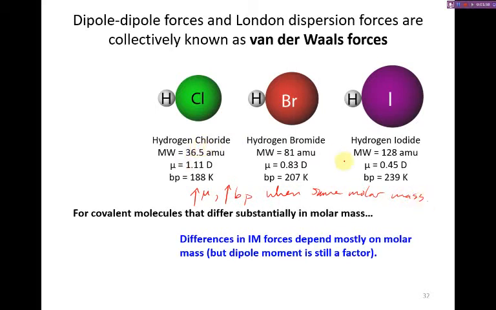However, these have drastically different molar masses. And what we see is that essentially the molar mass greatly outweighs the dipole moment when it comes to vastly different molar masses. So if they have vastly different molar mass, then molar mass is the determining factor.